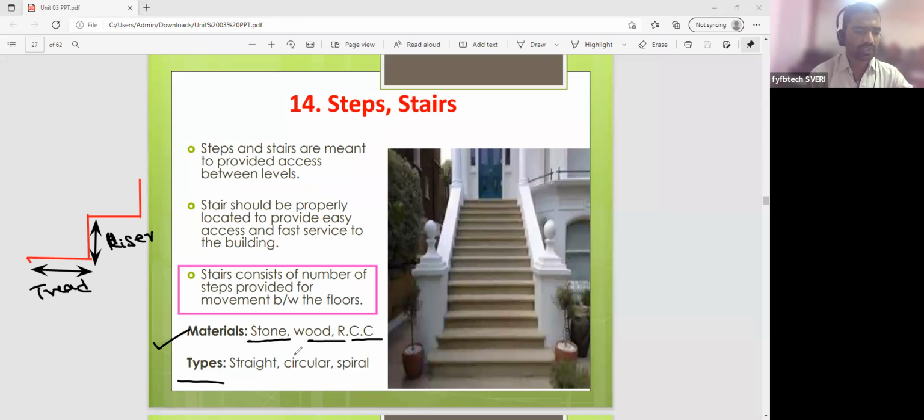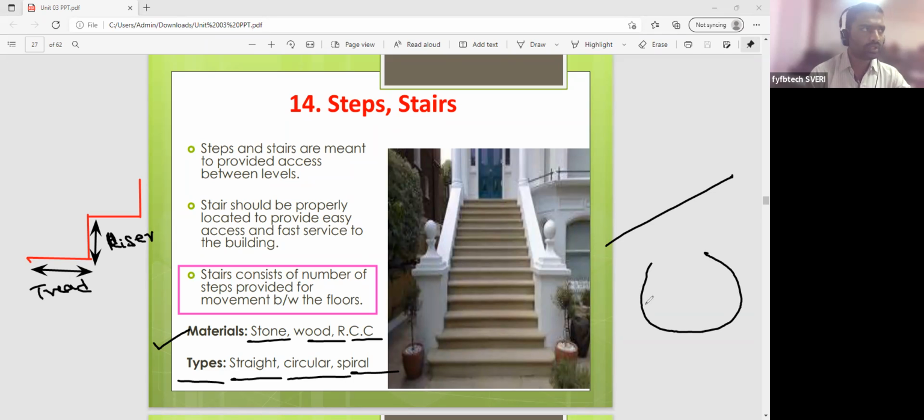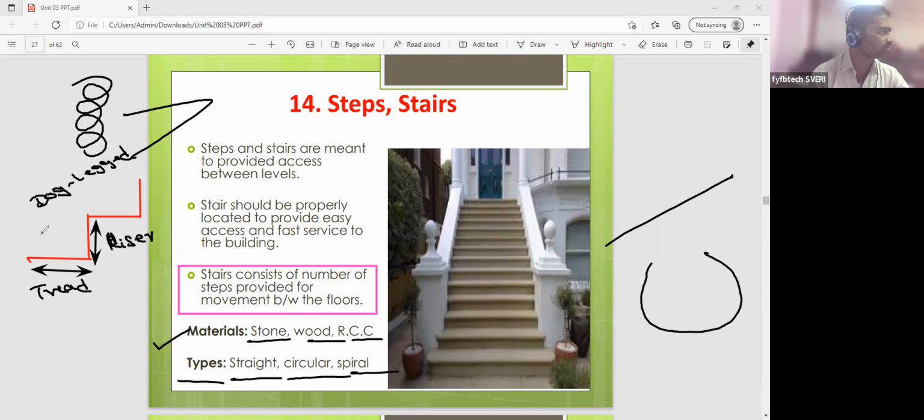Then types: straight, circular, spiral. Straight means only one flight, straight. Circular means if it is like circular, that is called spiral. Then there is one more type: you go up, then turn and go like this, that is called dog legged. Dog legged staircase means there are two flights. This is one flight, this is one flight. You go like this, then like this.